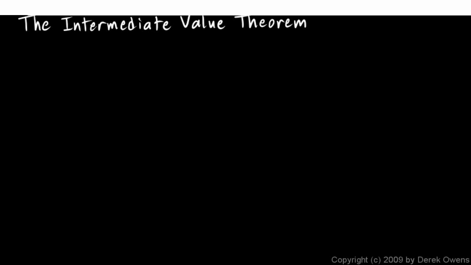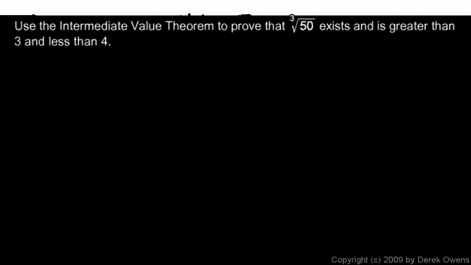We're talking about the intermediate value theorem, and now we will look at a couple of examples. In this problem we're told, use the intermediate value theorem to prove that the cube root of 50 exists and is greater than 3 and is less than 4.